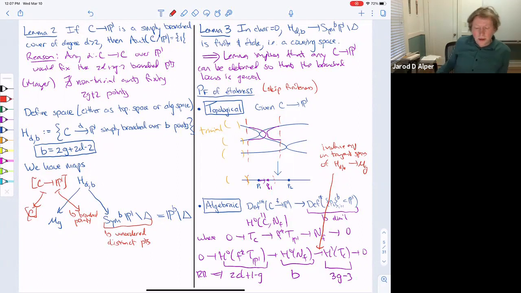Okay, so this completes what I wanted to say about the background of simply branch covers. Let me try to explain how this is then used to get irreducibility with the Clebsch-Hurwitz proof.